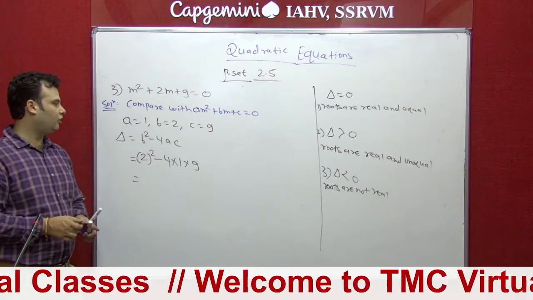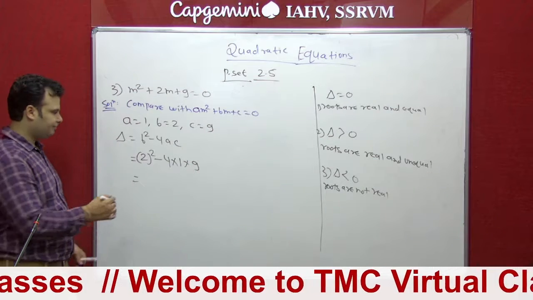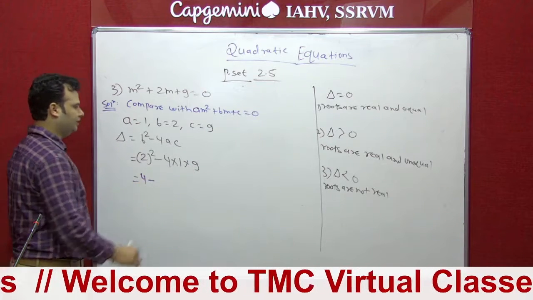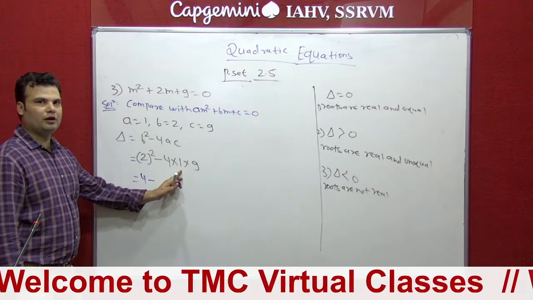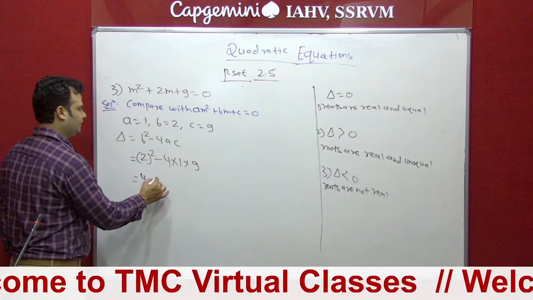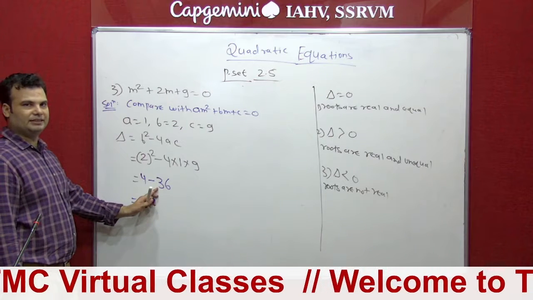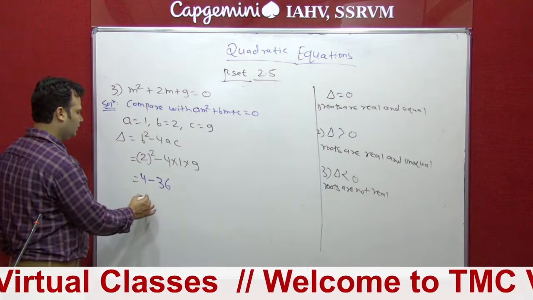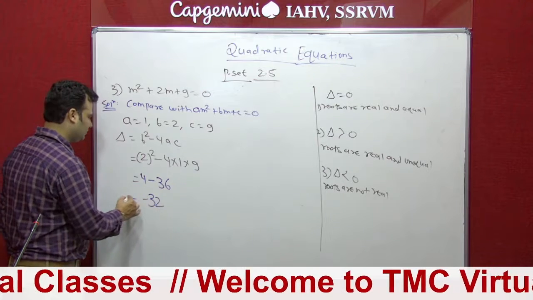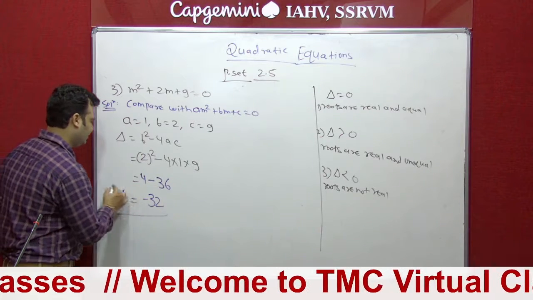So now we can solve. 2 square is 4, minus 4 ones are 4 and 4 nines are 36. So 36 minus 4 is 32, but the sign is minus. So delta is minus 32.